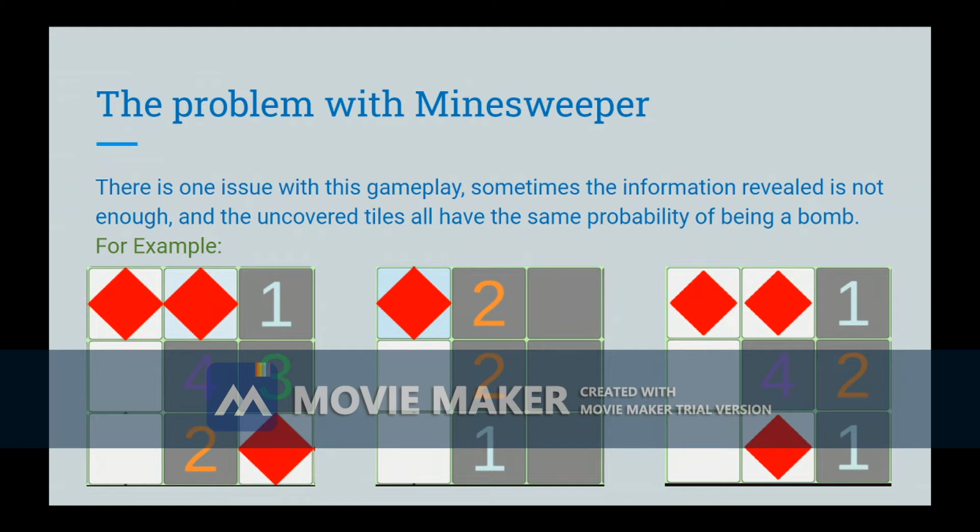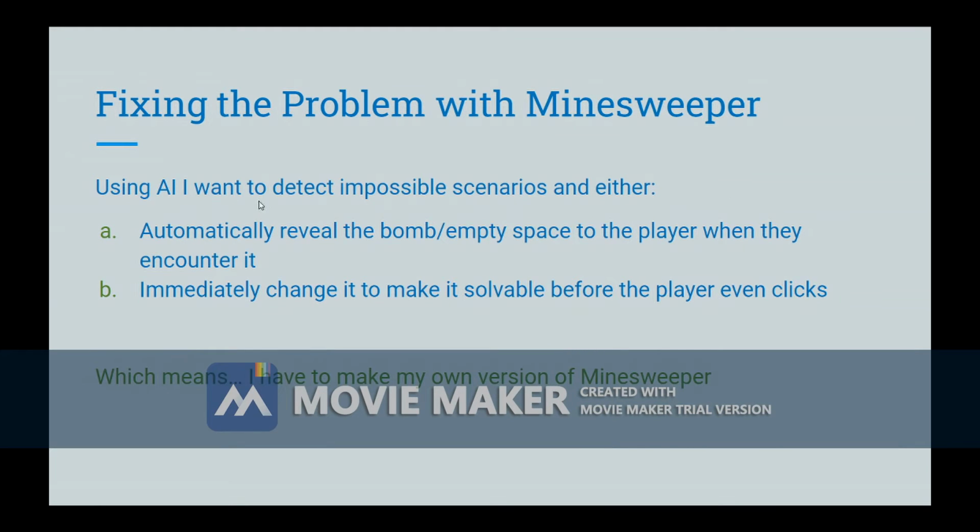And I just personally don't like it. So how do we fix it? Using an AI, I want to detect impossible scenarios and either automatically reveal the bomb or empty space to the player when they encounter it, or immediately change the scenario to make it solvable before the player even clicks on the board. The only way to detect impossible situations, though, is to make an AI that can play Minesweeper, which means I have to make my own version of Minesweeper.